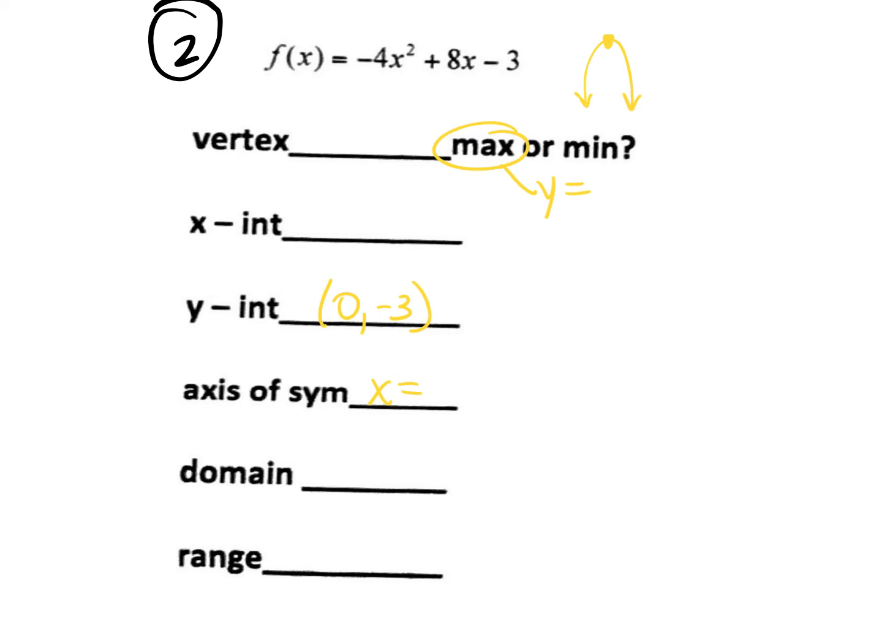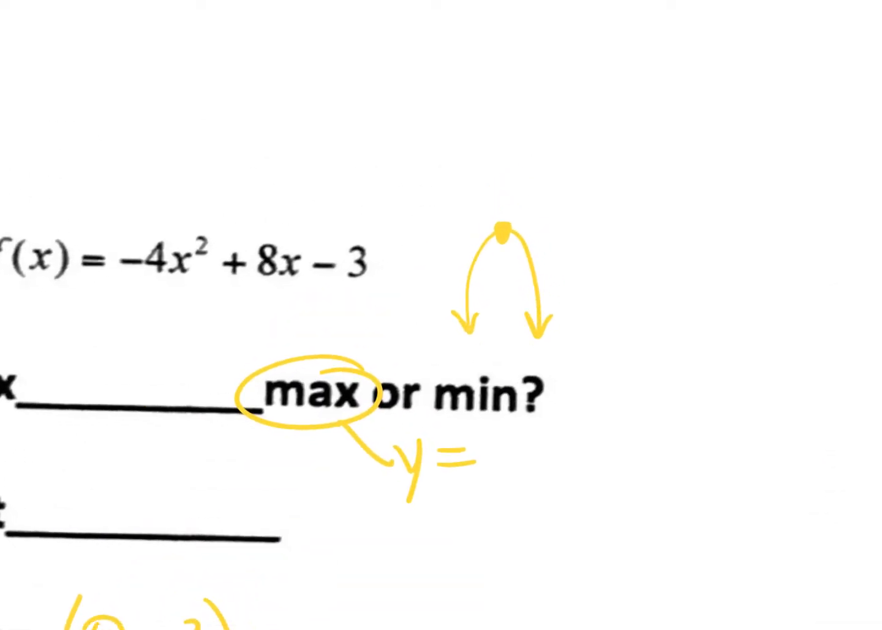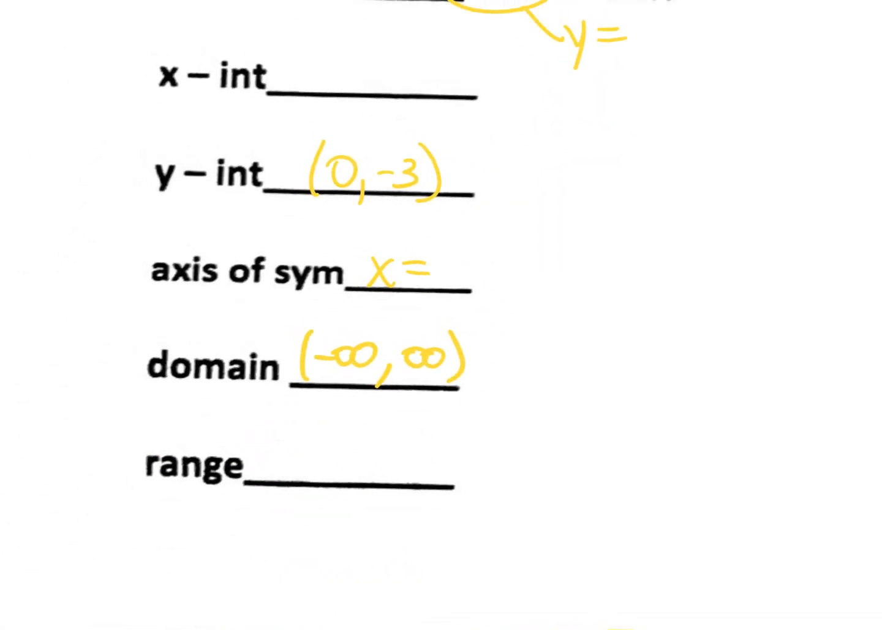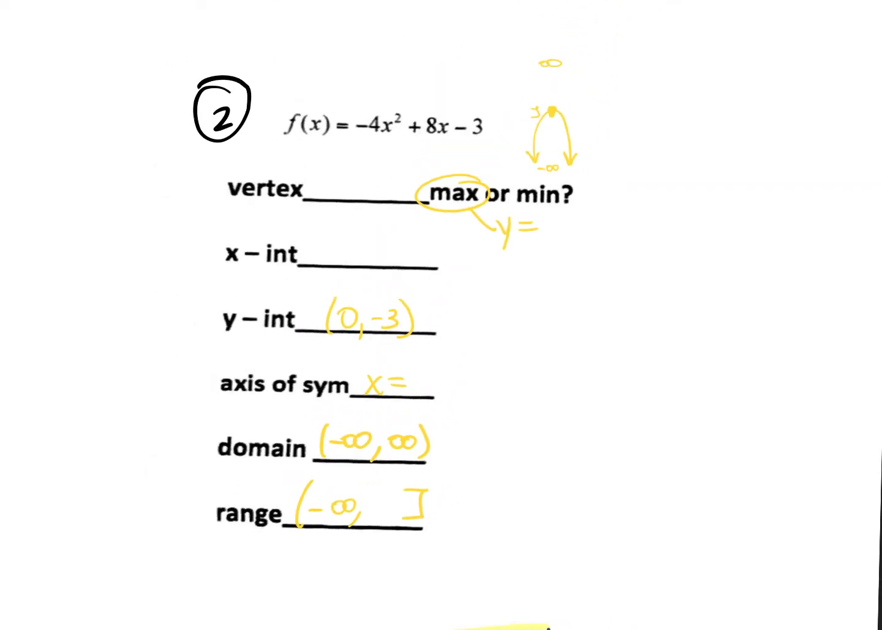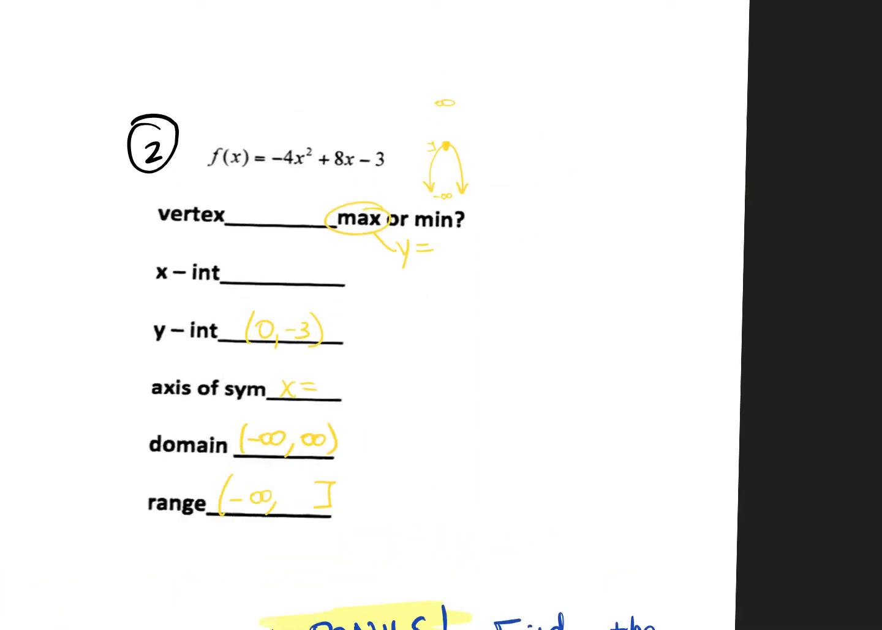What's my domain? Perfect. Negative infinity to positive infinity. And then think about your range. Is it negative infinity to the y part of the vertex? Or is it the y part of the vertex to positive infinity? Good. Negative infinity to whatever the y is of your vertex. And we'll figure that out in a second. All right, so let's find the vertex. Kiara, question. Yeah. Let's find the vertex.